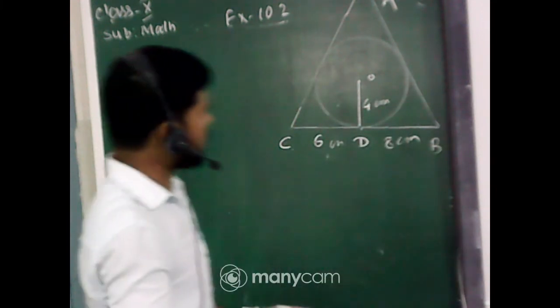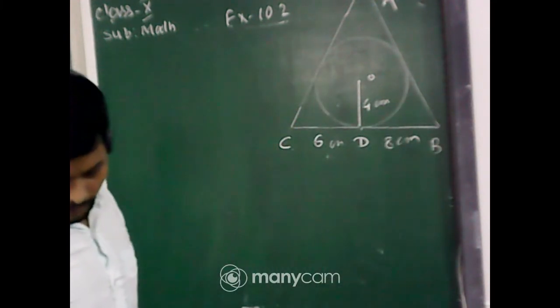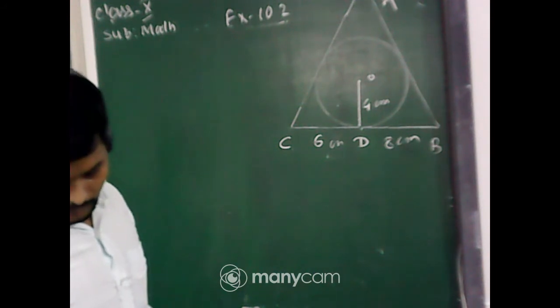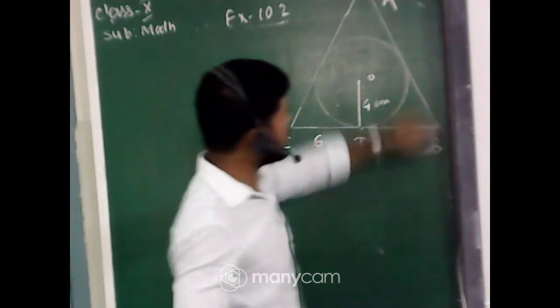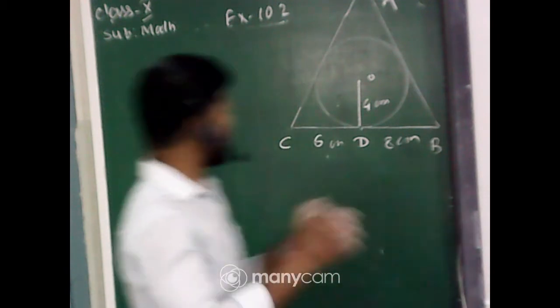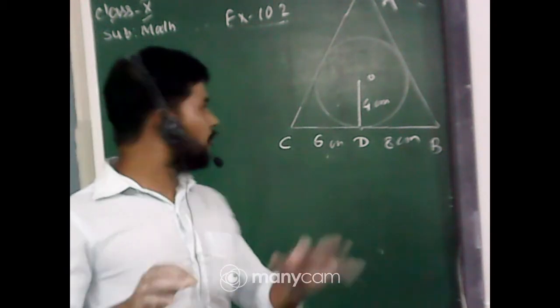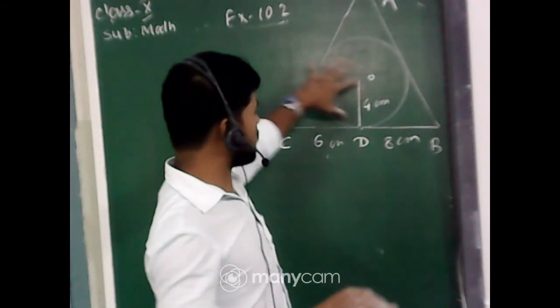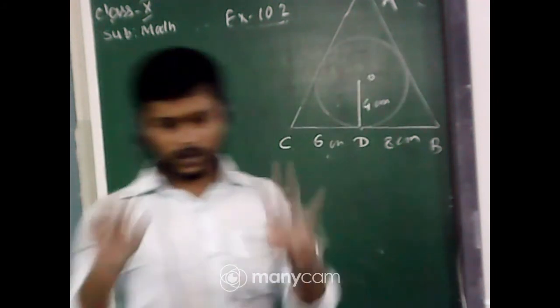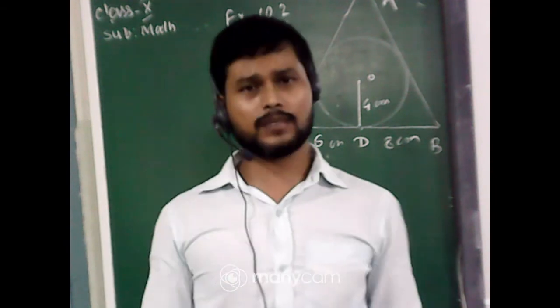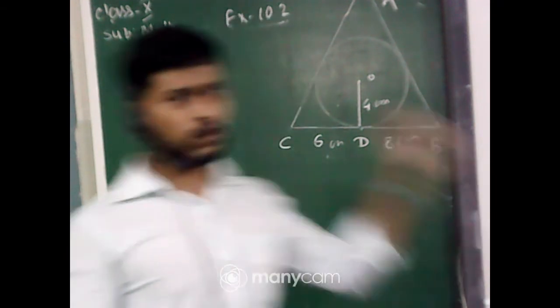What we have to find? We have to find the length of AB, this side and this side. Now the question is how we can do it. Okay, but before solving the problem, let's discuss some basic things we'll use to solve the problem.